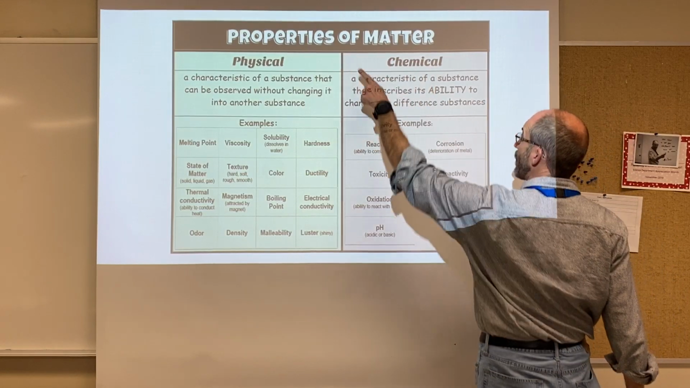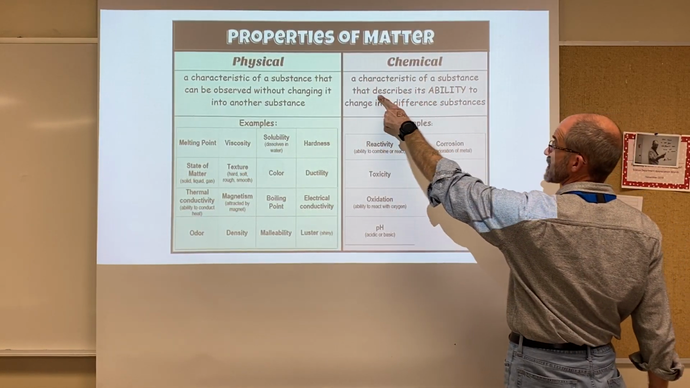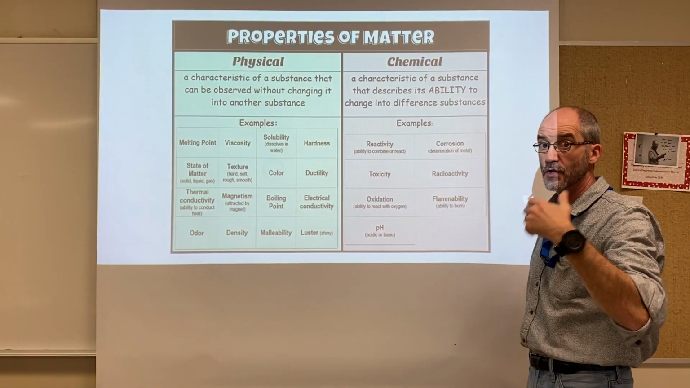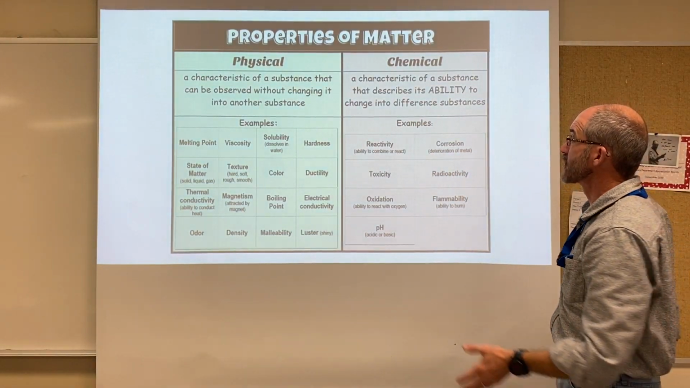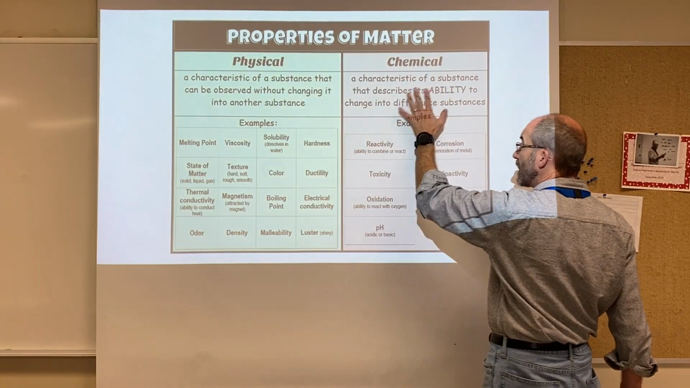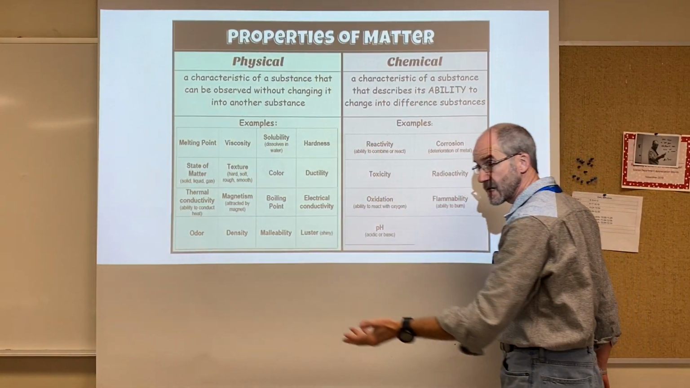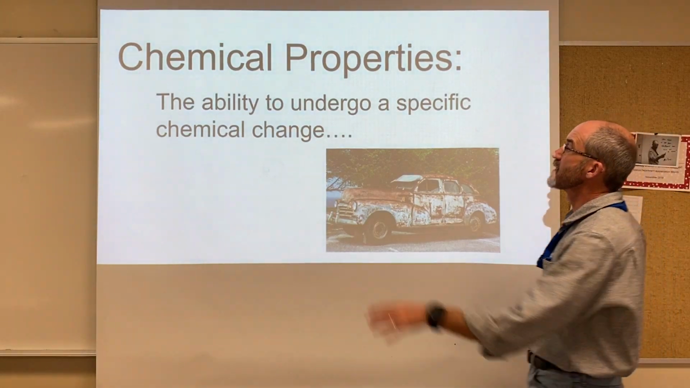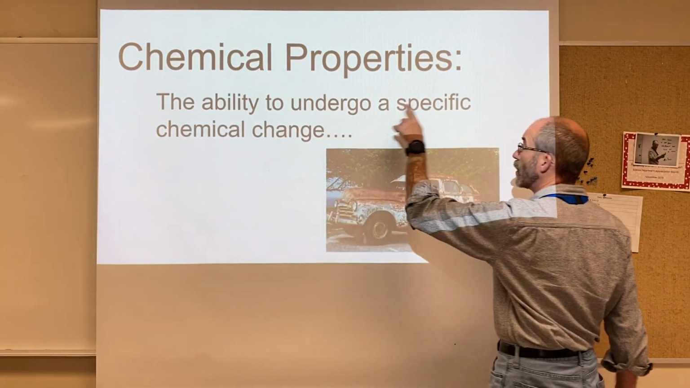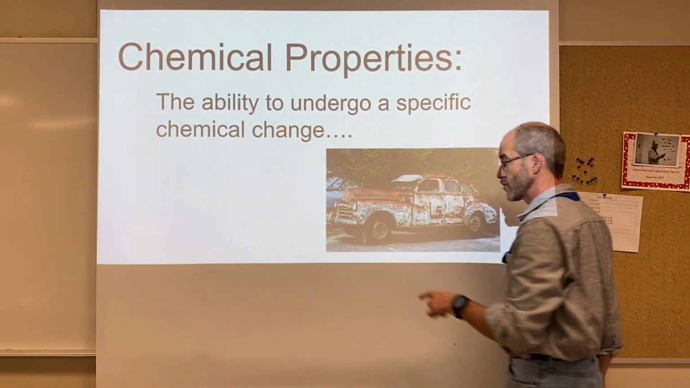A chemical property is a characteristic of a substance that describes its ability to change into different substances. So these are the ability to change. A chemical property is the ability to undergo a specific chemical change.